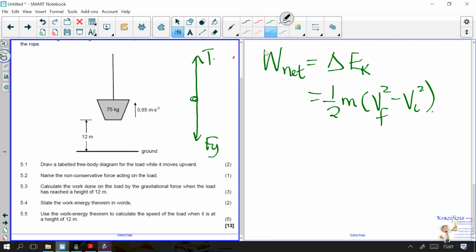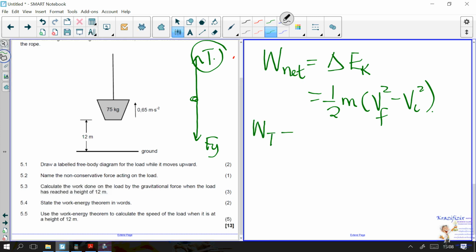Which means there are 2 forces acting here. Now, I do not know my tension, which may cause me a bit of a problem, but let's try to find it. We're going to do this in 2 different ways, and you choose the one that works for you. Because here, I am going to say work done by tension plus work done by gravity must be equal to half m vf squared minus vi squared.